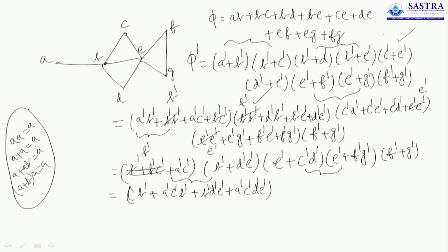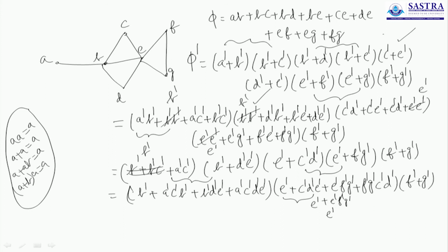This will be the product of the first two, and similarly the product of the next two I will have E' plus C' D' E' plus E' F' G' plus F' G' C' D' into F' plus G'. So now when I use this, E' plus C' E' will give you E', and when I again use this with this, C' plus E' F' G', this will again give you E'. So this entire 3 terms can be replaced with E'.